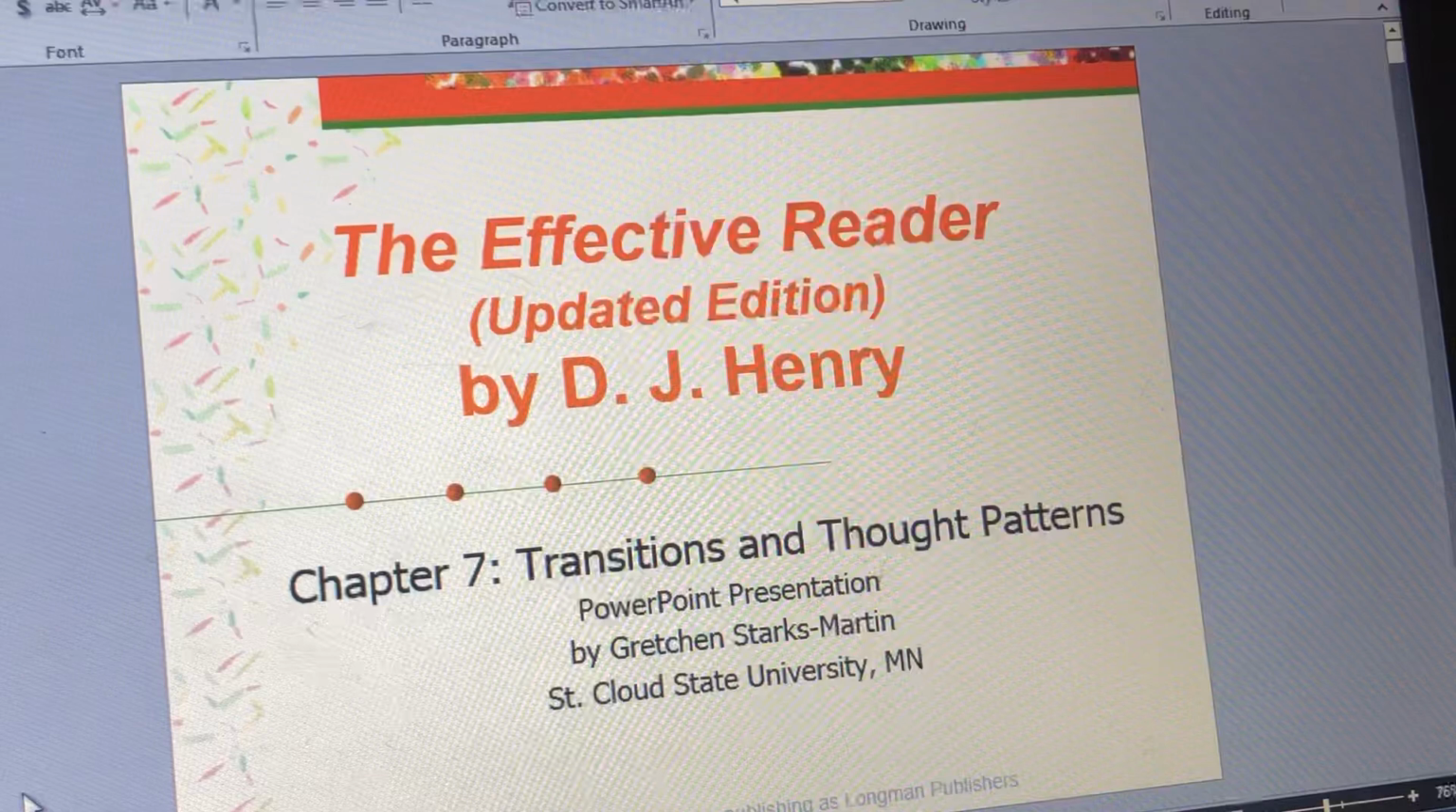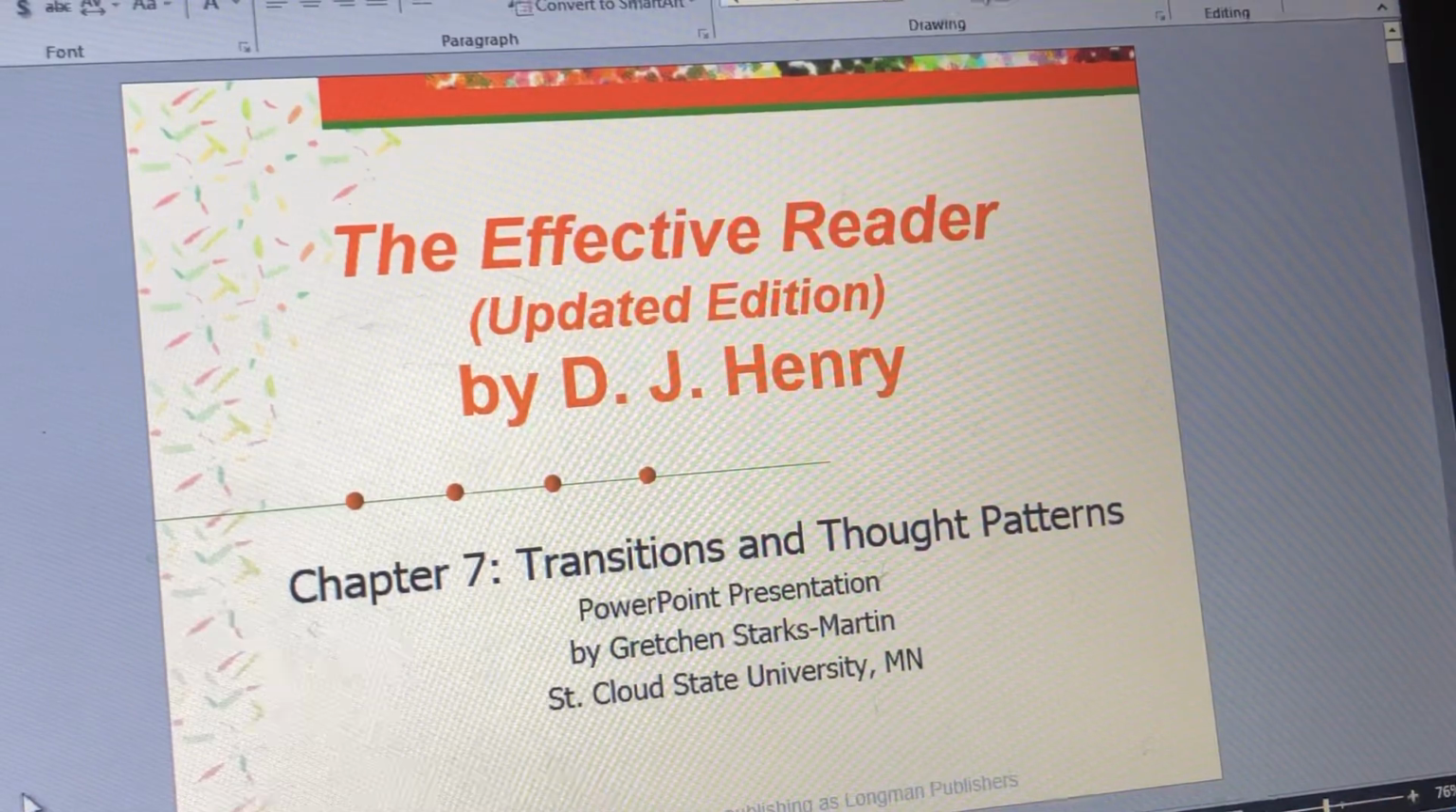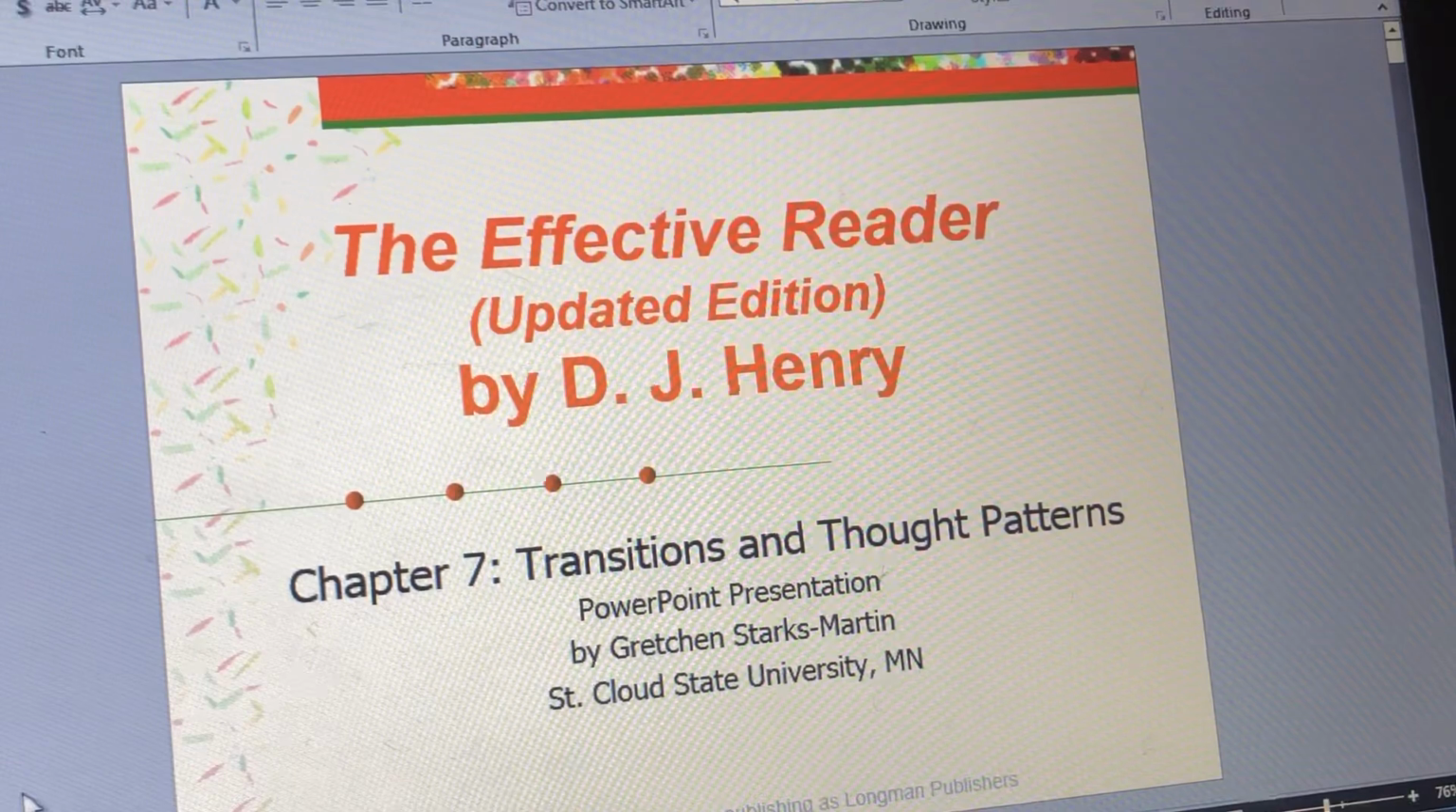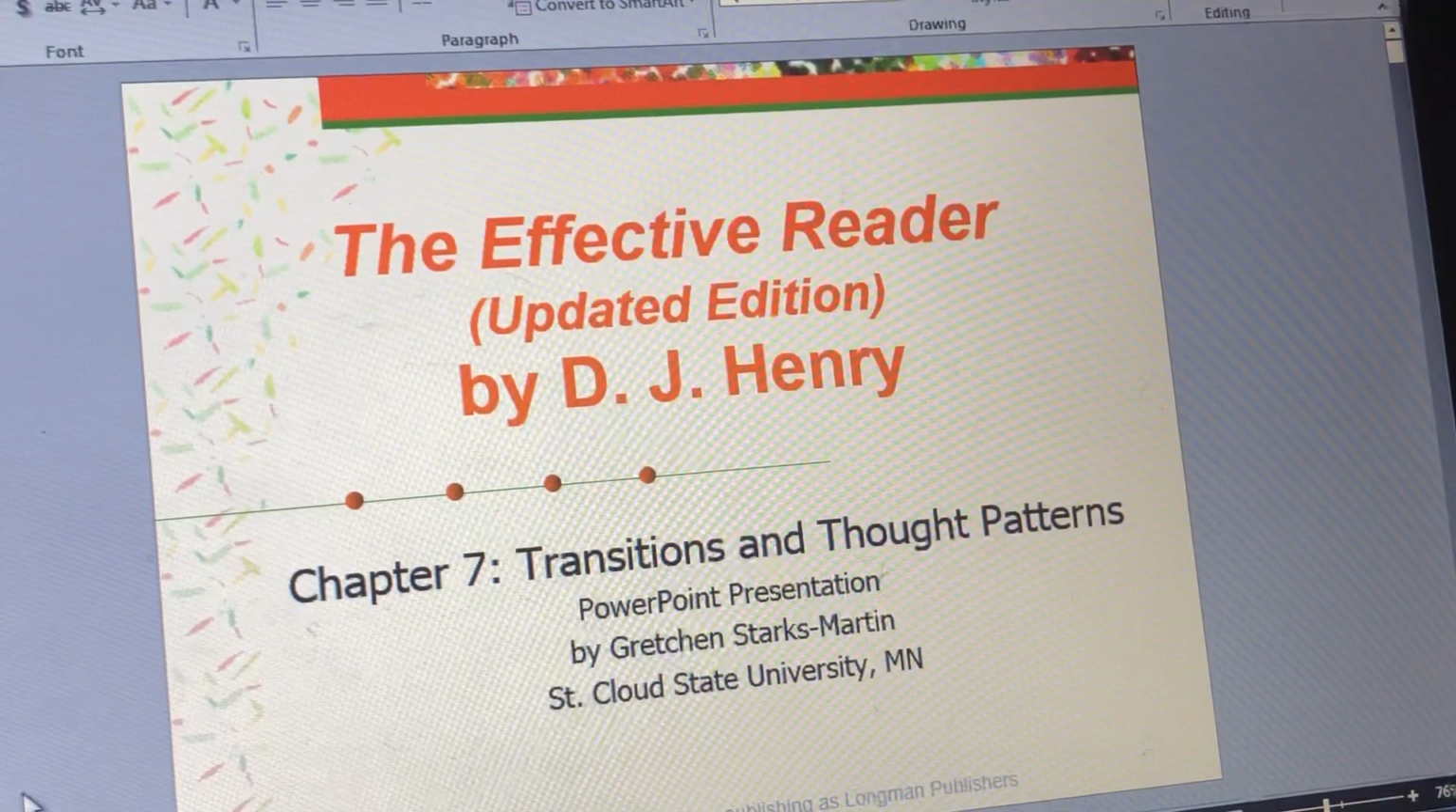So if you're reading a sociology book and you're getting kind of bored, identifying some of these thought patterns can help you predict what's coming next, and figure out how the author is trying to say what he or she is trying to say.